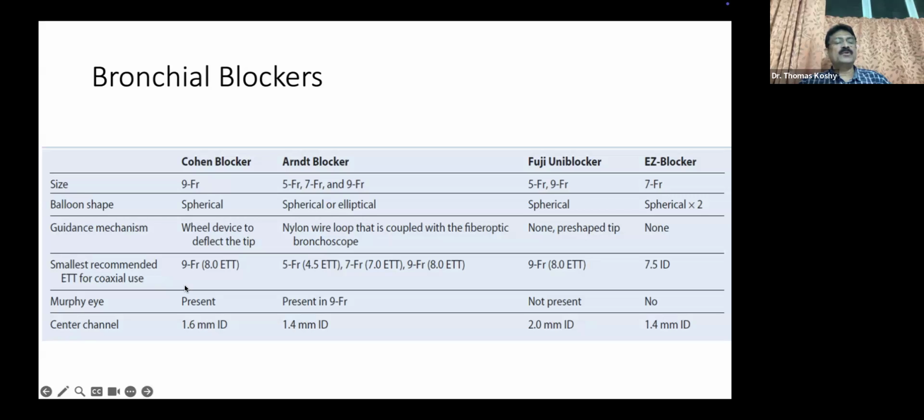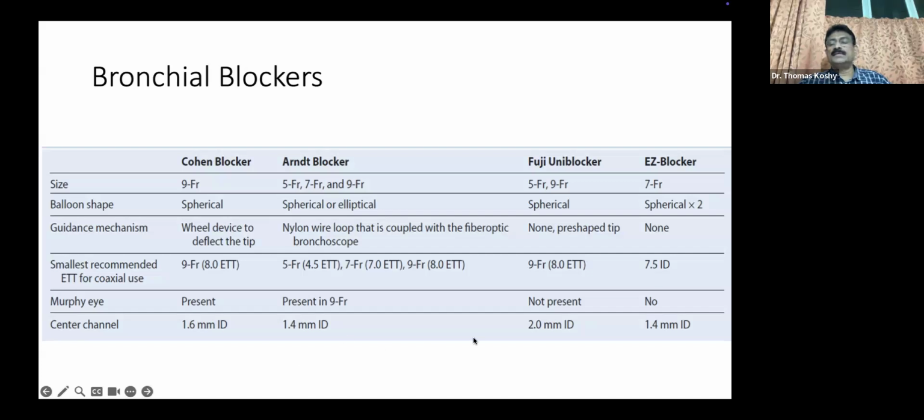The smallest recommended endotracheal tube is a 9 French for a Cohen blocker. ARN blocker, we can introduce through even a 4.5 endotracheal tube. That means in pediatric patients of 2 to 3 months of age also, we can put this blocker. Fuji Uniblocker requires an 8 size endotracheal tube, and EC blocker can be put in 7.5.